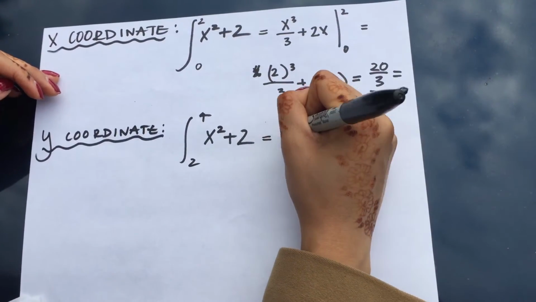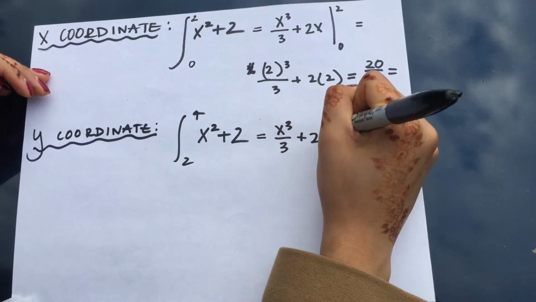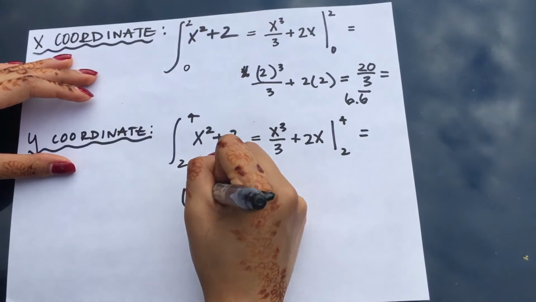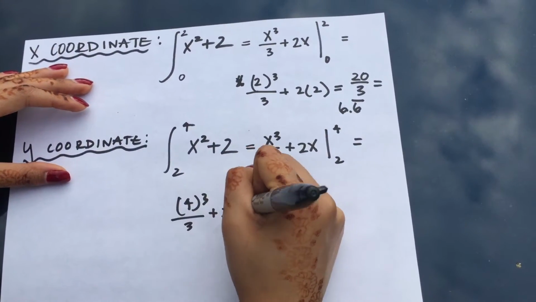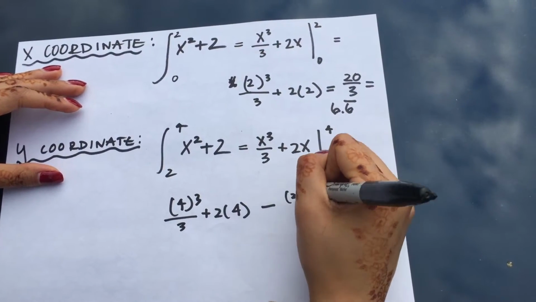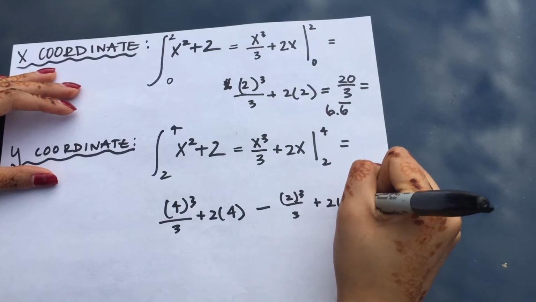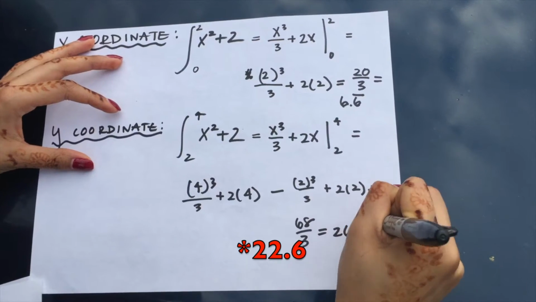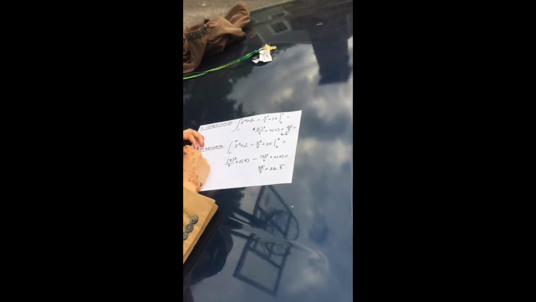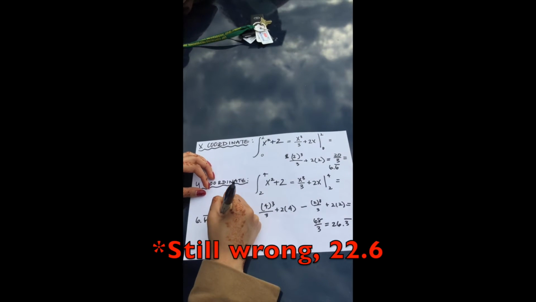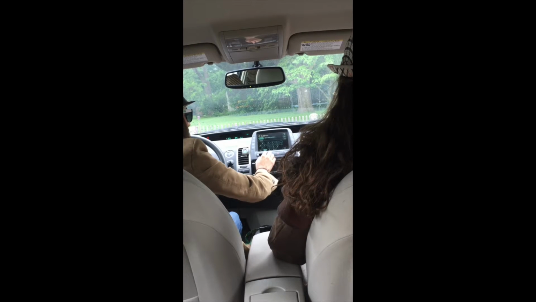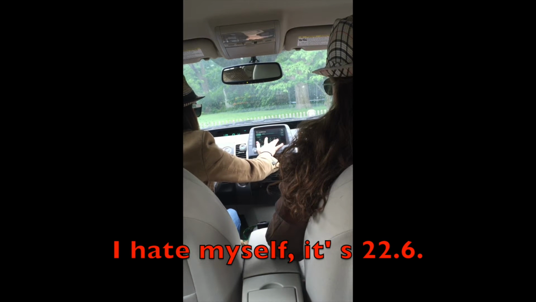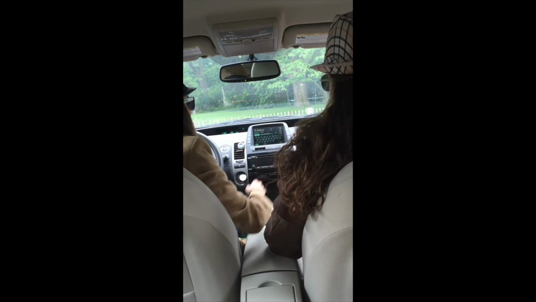And to find the y-coordinate, we have to integrate again, and then evaluate. This equals 68 over 3, which is the same as 22.3 repeating. We got our coordinates: 6.6 repeating and 22.3 repeating. All right, Watson, plug them in. All right, 6.6 and 22.3. Let's go!